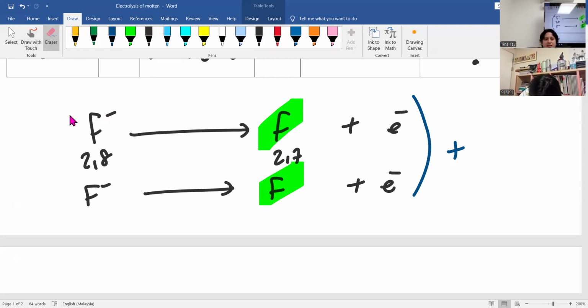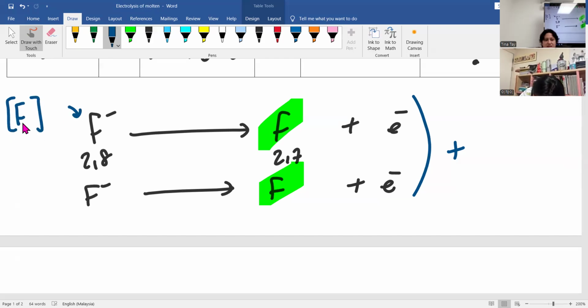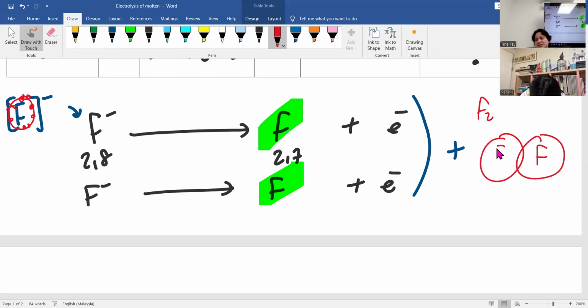This one is this. Do you remember? 1, 2, 3, 4, 5, 6, 7, 8. This one, F2, is this. Covalent. Okay, I understand, but I keep forgetting when I solve the question.